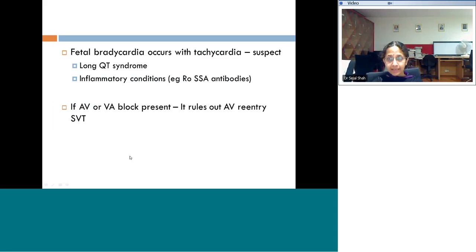Now, fetal brady-tachy, as we saw before, suspect long QT or sometimes inflammatory conditions. You can have antibodies positive in the mother, which could produce a tachy-brady sort of picture in the baby. And if there is a block, AV or VA, rule out AV re-entrant tachycardia.